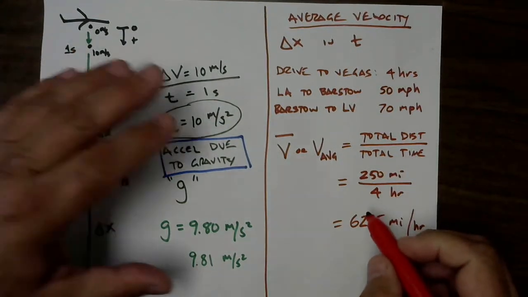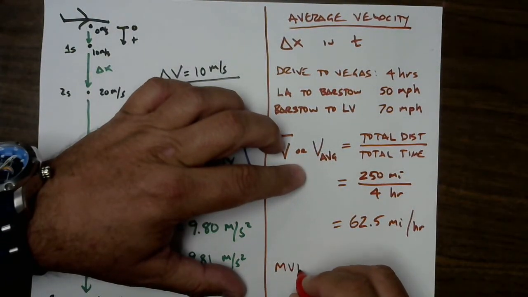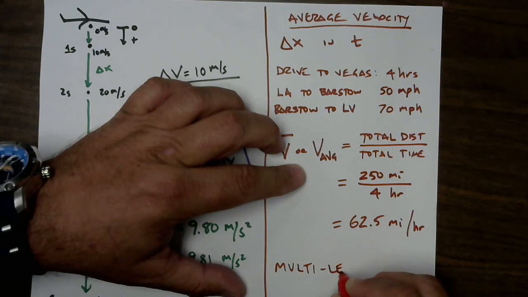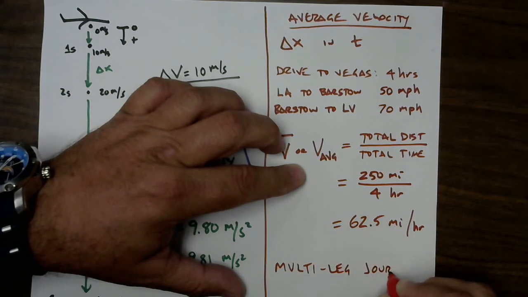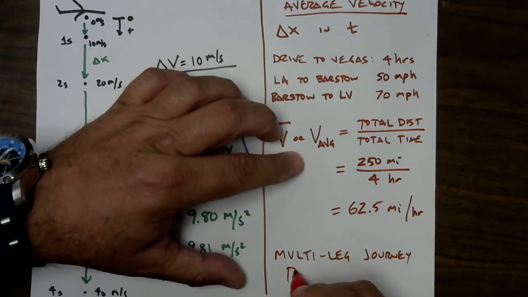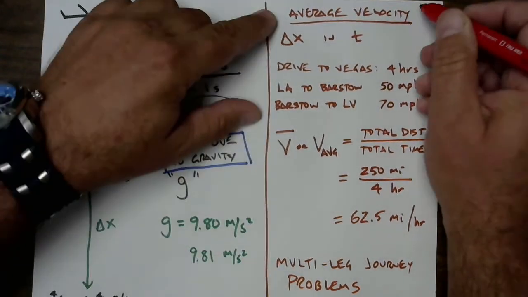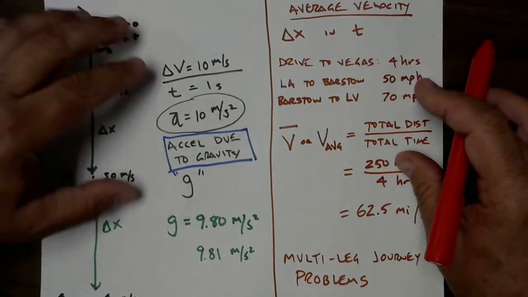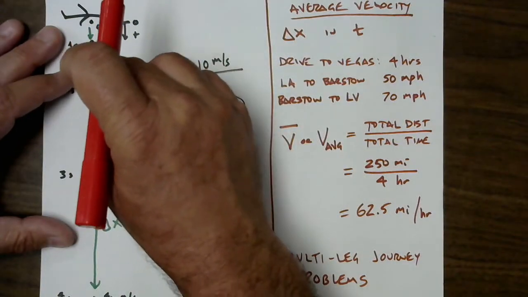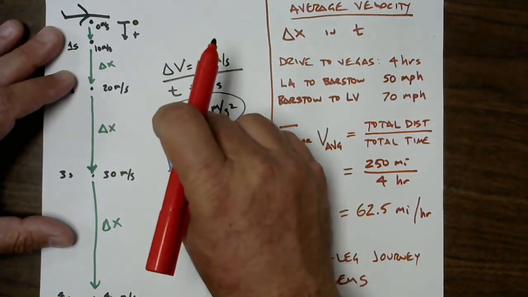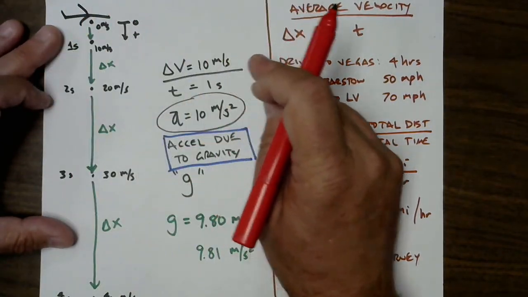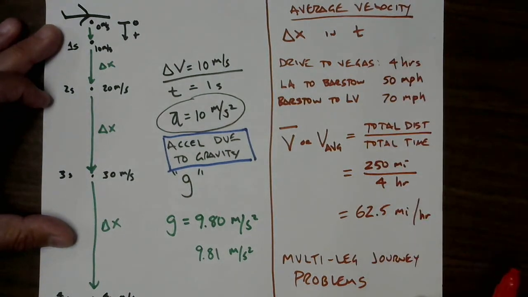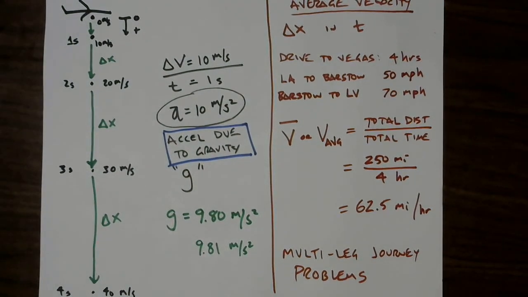So I'm going to get you to do some problems that I call multi-leg journey problems. And we're going to see how to handle the fact that this is an average velocity. So two things are coming. One is relationships between displacement, velocity, acceleration, and time. And the second thing is how to handle average velocity problems. And that'll be our next video.